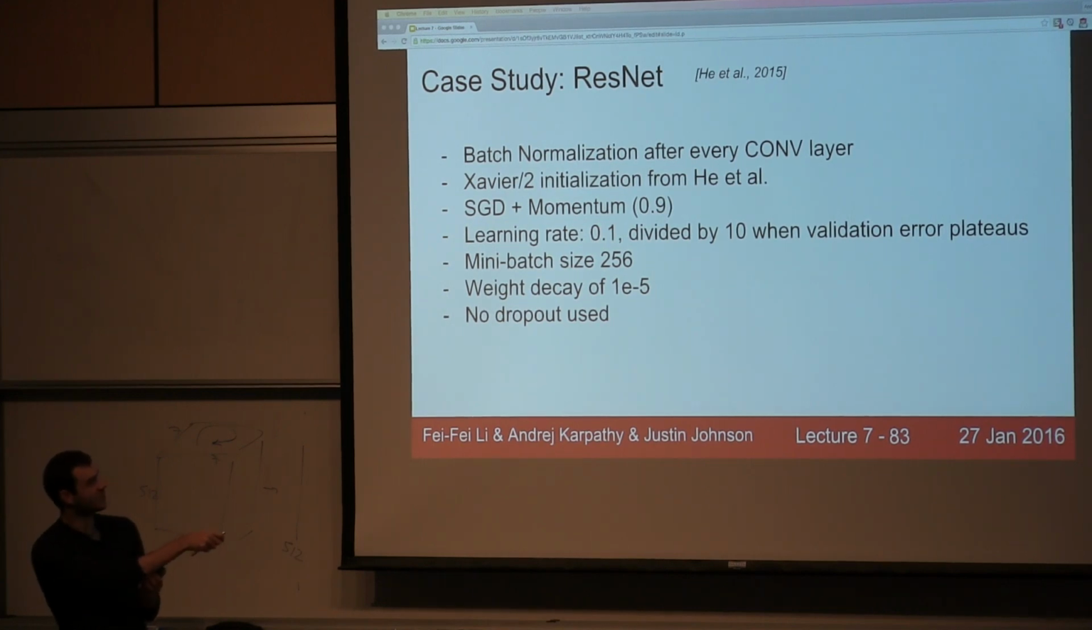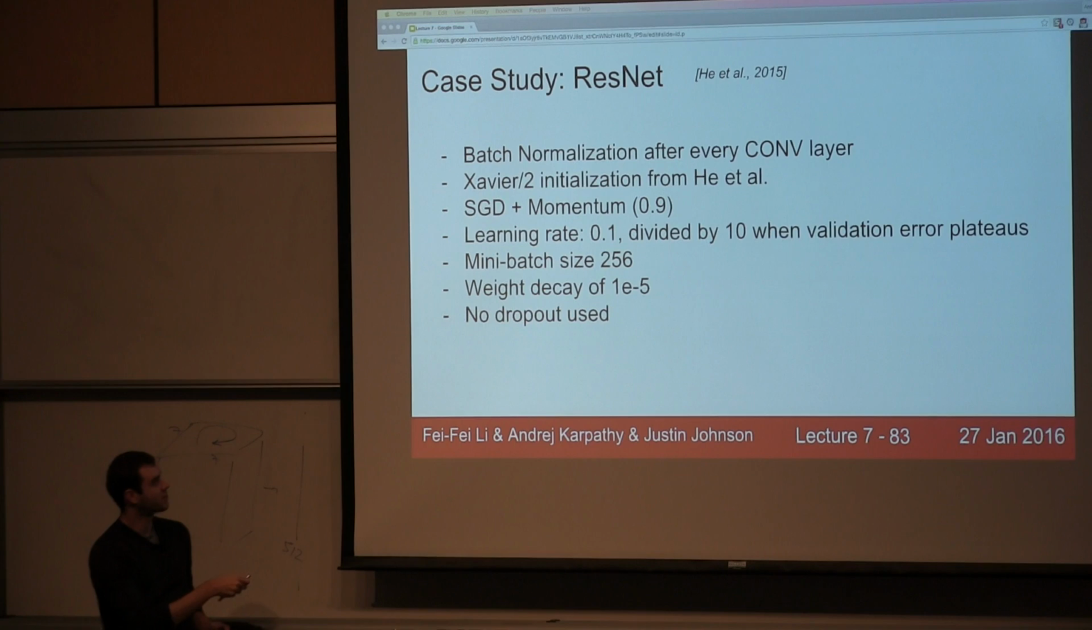They use SGD with momentum 0.9. Learning rate is 0.1. You'll recall AlexNet uses an initial learning rate of 0.01. The reason you can get away with a slightly higher learning rate, I assume, is because of the batch norm layers. They usually allow you to do that. So a bit of a bigger learning rate, and then divide by 10 anytime the validation error plateaus. Mini-batches of size 256, weight decay of 1e-5. So these are relatively standard.